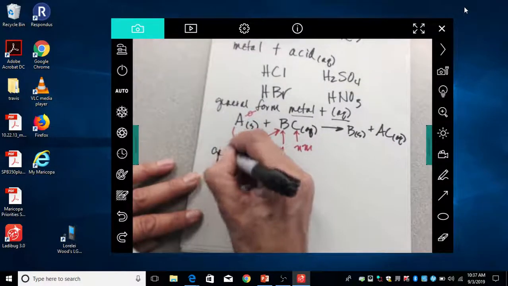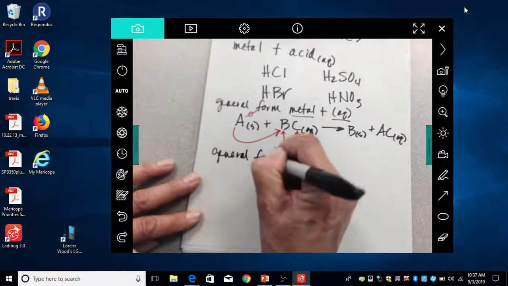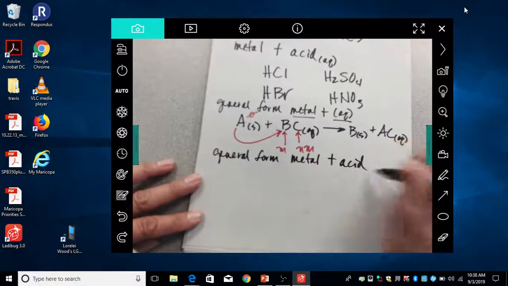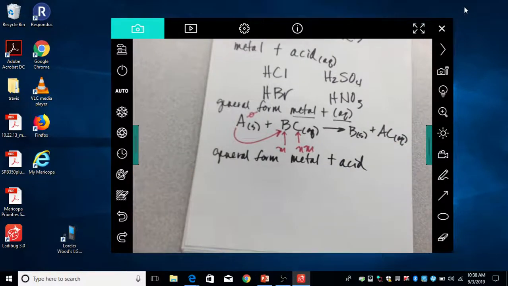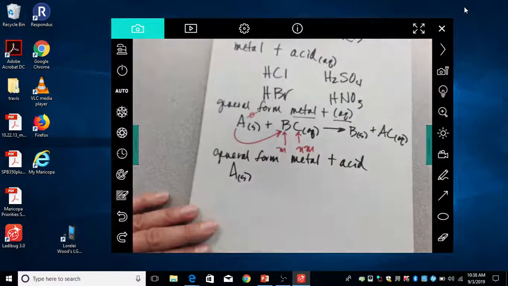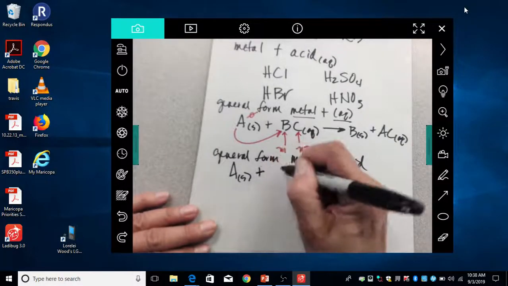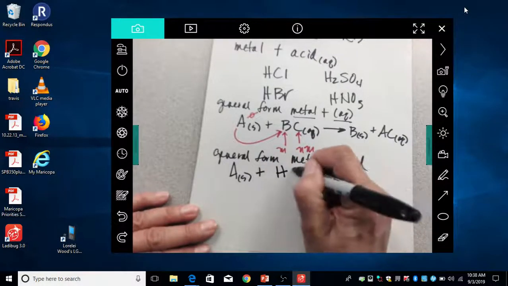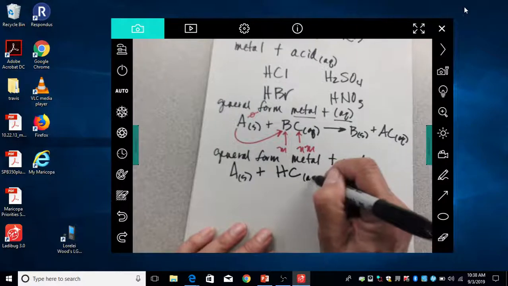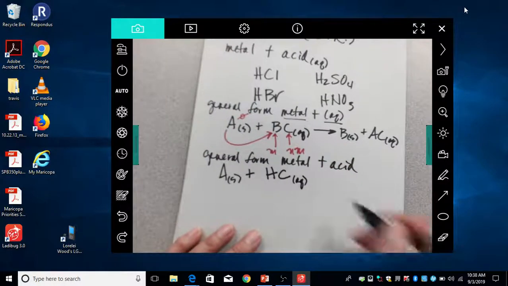If we're going to talk now about the general form for a metal plus an acid, it's similar. We're still going to use the activity series as our reference point to determine if the reaction will take place. But now you're going to have a metal solid, just like you did at the beginning. But now you're going to have an acid. And I'm going to put H in front of it, because the H is going to show that I have an acid now. And acids always have the AQ next to it also.